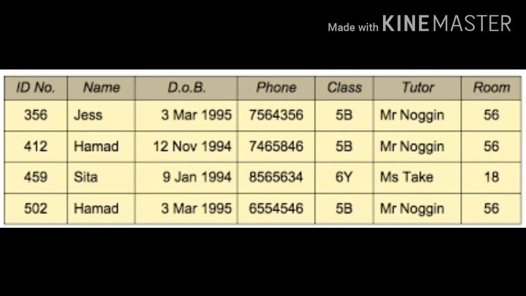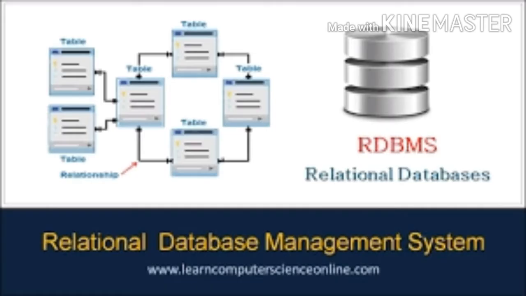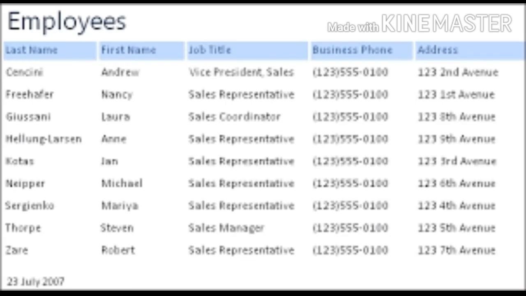A form has an attractive interface that accepts data from the user and forwards it to the corresponding table or query. That is a form. Next one is reports. Reports are used to display the selected data in a printable format.